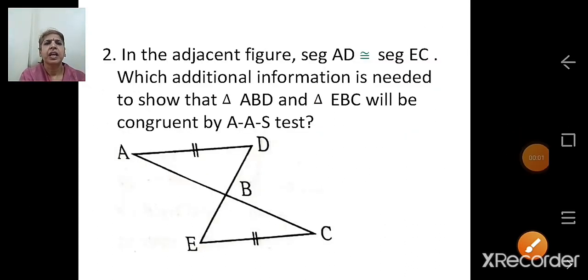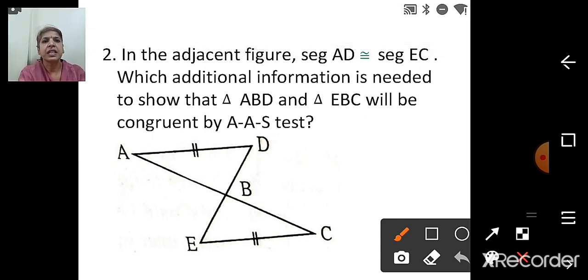Next question. In the adjacent figure, segment AD is congruent to segment EC. Which additional information is needed to show that triangle ABD is congruent to EBC by AAS test? So this question is little different, children. Here what is given is, in the adjacent figure, segment AD is congruent to EC, and only this information is given, and we can also see the identical marks.